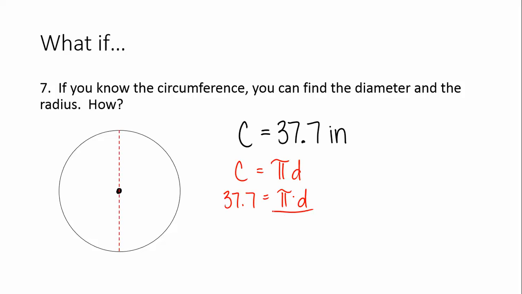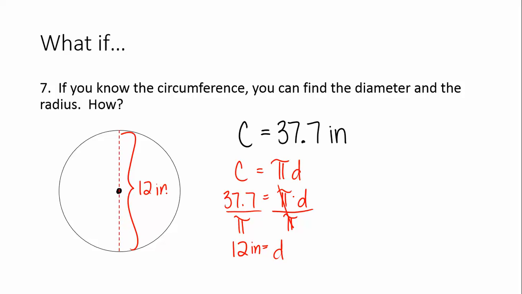So in order to find the diameter, I need to divide both sides by pi. Remember, pi is just a number, and that will give us the diameter. So if we take 37.7 divided by pi, your calculator says 12.000282271, and it goes on, and that's because we didn't round pi. And here I would probably have you, again, round it to the nearest tenth or even the nearest whole number. So we'll do the whole number here, and that's 12. And remember, it's in inches. So the diameter is 12 inches.